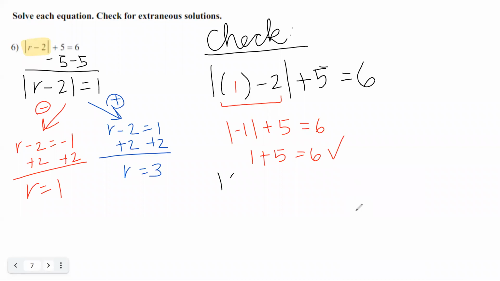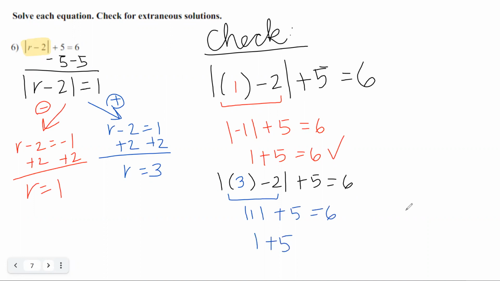And check our second solution. R minus 2 plus 5, is that equal to 6? And we're considering the case when r, our input value, is 3. 3 minus 2, again, we're going to simplify the inside. That's the absolute value of 1. Plus 5, is that equal to 6? And of course, the absolute value of 1 is just 1, and 1 plus 5 is 6.